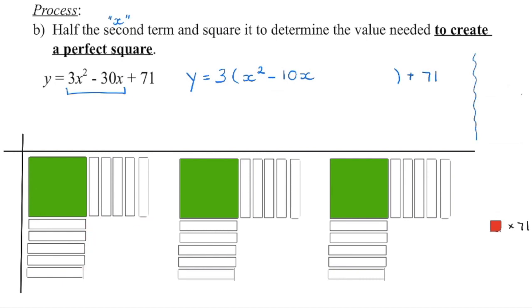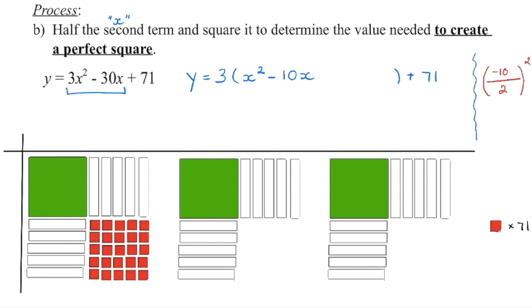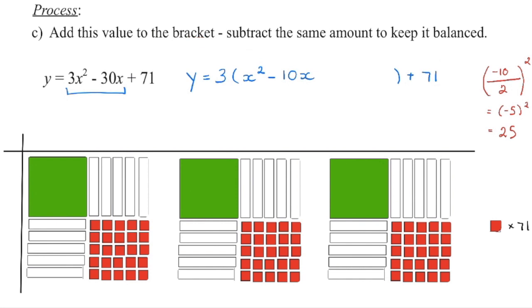So we're going to take the x term. We're going to divide it in half to figure out how many are going on the length, how many are going on the width. And then we're going to square it to figure out how many of those tiles are going to go in here in order to complete the square. So we can see 5 squared is going to give us 25 tiles per square. We're going to add that value to our bracket. So we're going to put in here this plus 25.